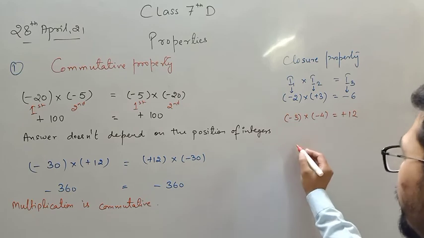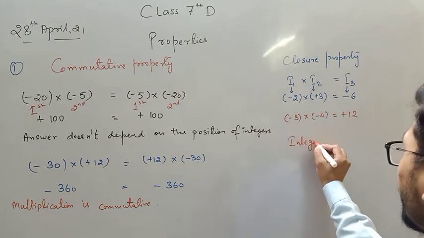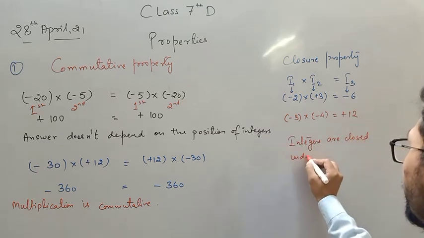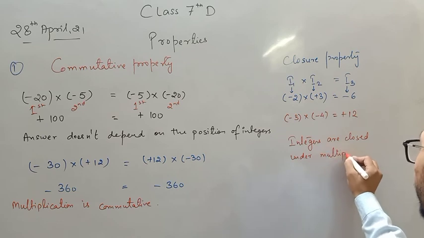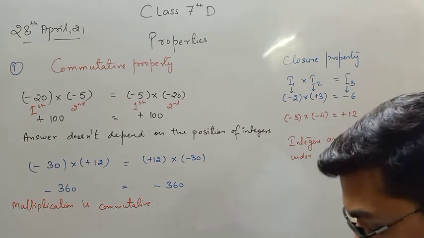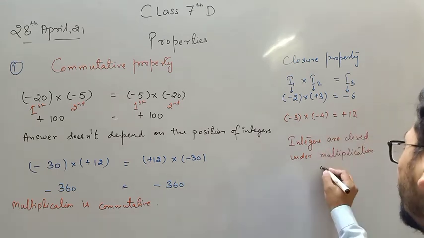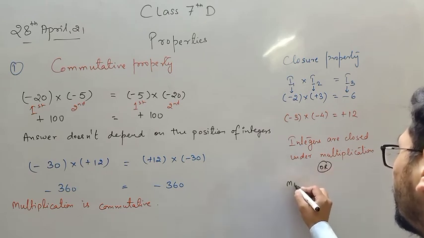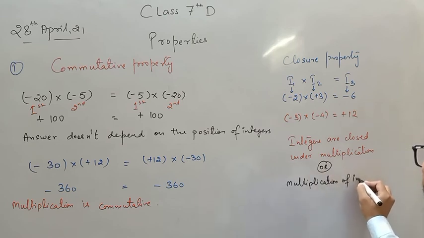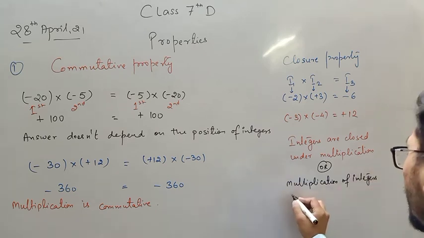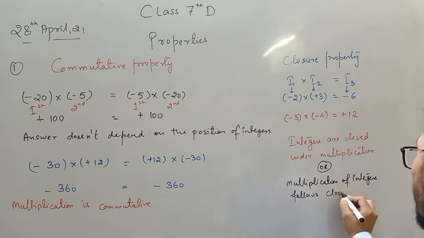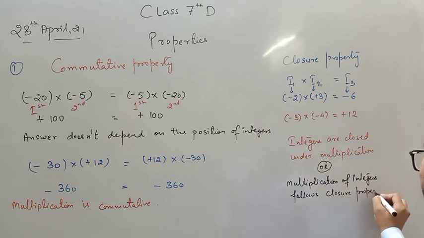So here I can write integers are closed under multiplication. Okay. So integers are closed under multiplication, or you can write multiplication of integers follows closure property.